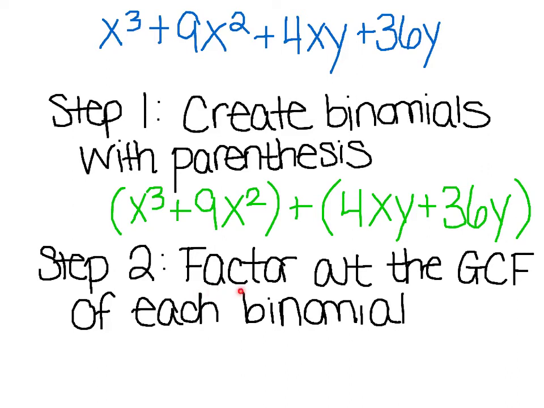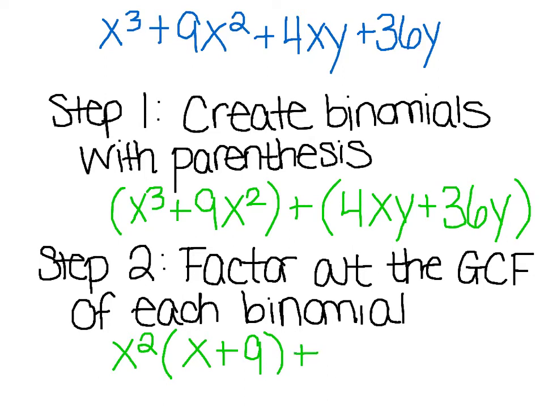Step 2, I'm going to factor out the GCF. You're going to do this every time. I'm going to look at each binomial and factor out the GCF. Well, in x cubed plus 9x squared, there's no number that's common between both. But there is a variable. X can go into both of these terms twice. So I'm going to factor out x squared, and I'm left with the remainders. X cubed divided by x squared is x. 9x squared divided by x squared is plus 9.